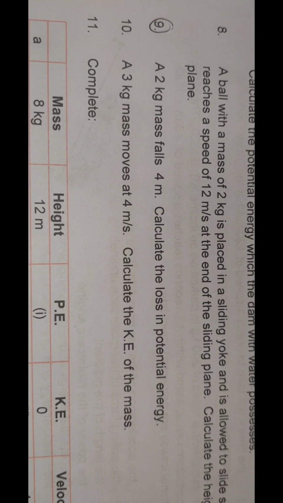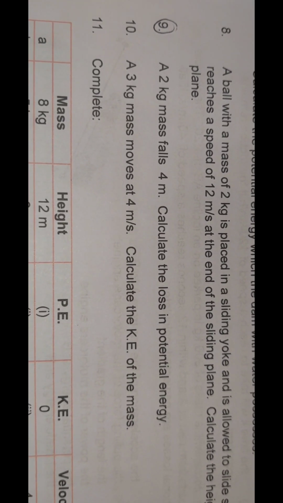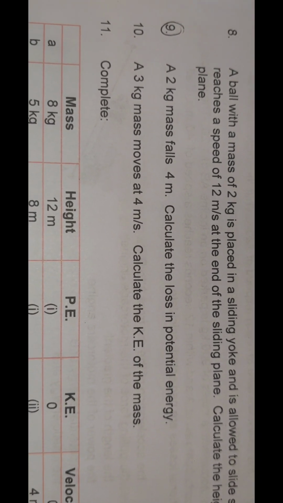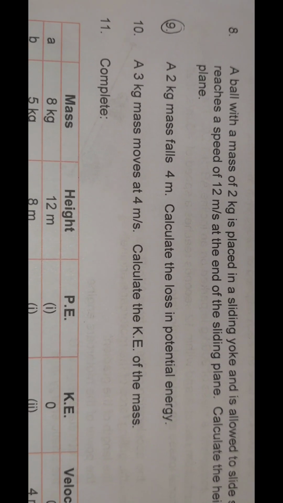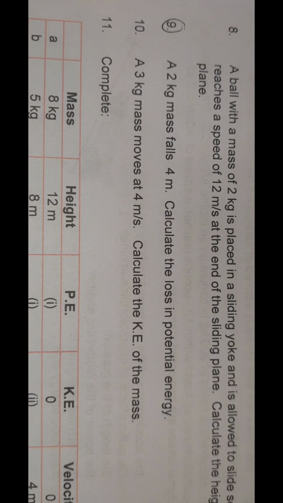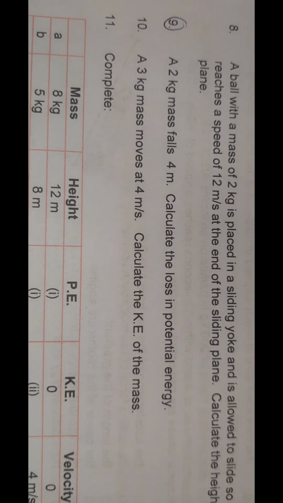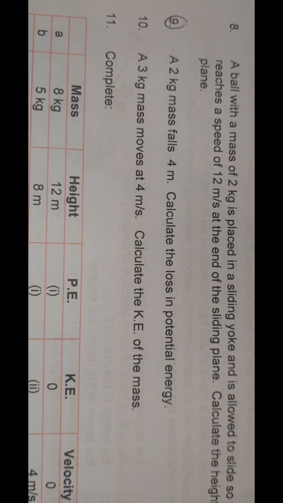This one says number 9, right? A 2 kg mass falls 4 meters. Calculate the loss in potential energy. That is the question. It just ends there, right? So the mass is 2 kg. It falls the distance of 4, or the height of 4. Calculate the potential energy. Okay, guys.